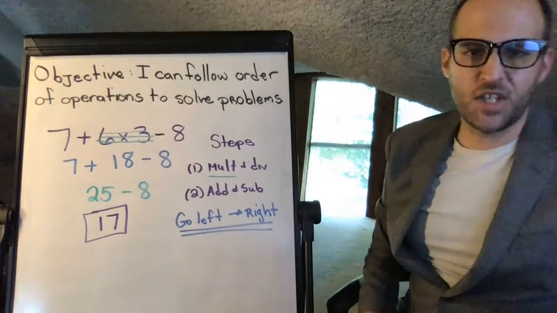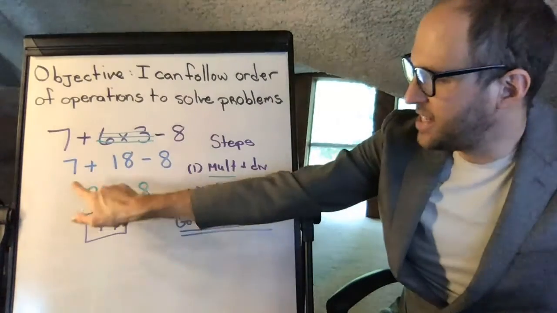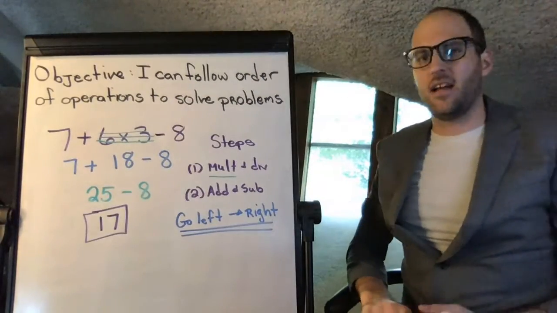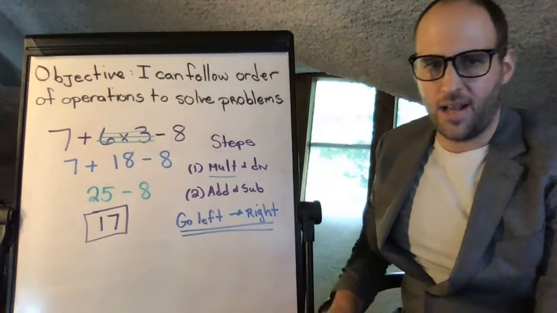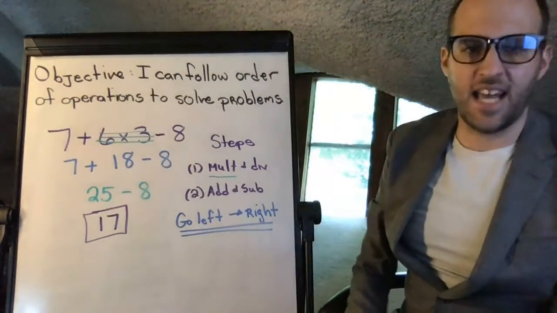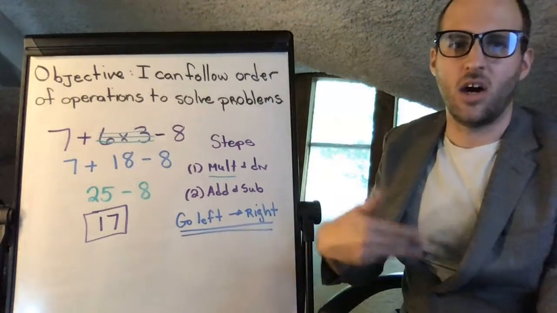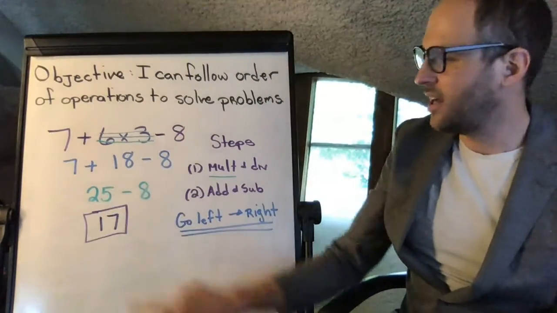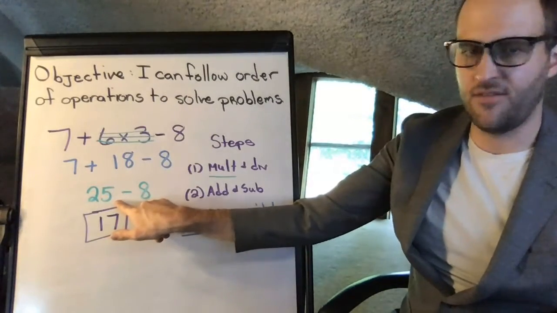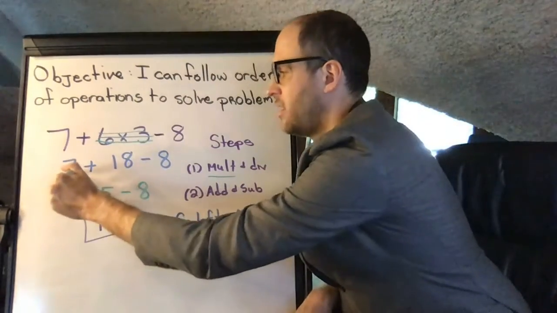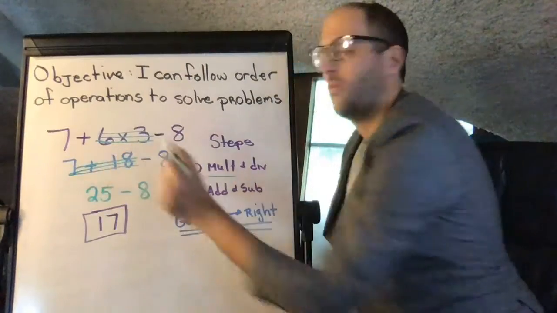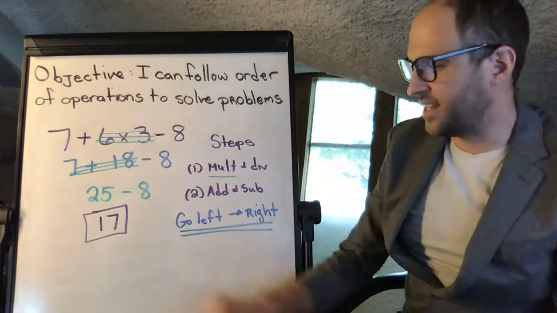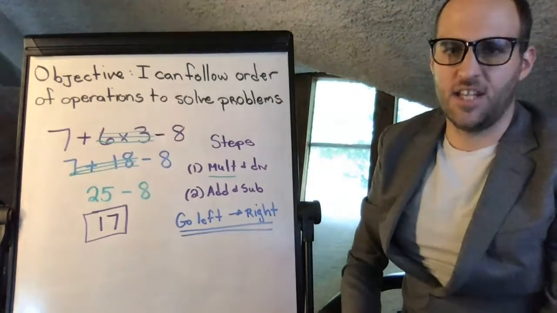So now we have nothing else for multiplication and division. Now I see 7 plus 18 minus 8. All we're left with now is adding and subtracting, so I have to go from left to right. I can't do the 18 minus 8 first. That's second in line. According to order of operations, you have to do the 7 plus 18 first. That gets you 25, and then I'm done with adding that. And then I have the minus 8. 25 minus 8 is 17, and 17 is my answer.